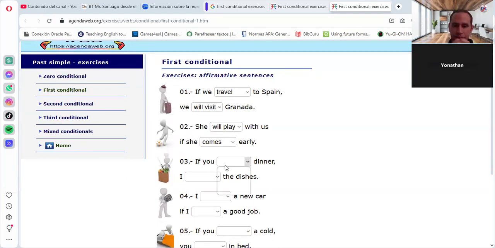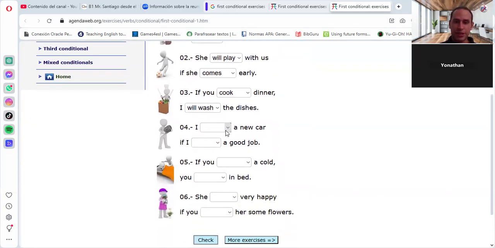So now, if you cook dinner, I will wash the dishes. Awesome, well done, Jonathan. That's much better. I will buy a new car if I get a good job. Awesome, that's much better. If you have a cold, you will stay in bed.